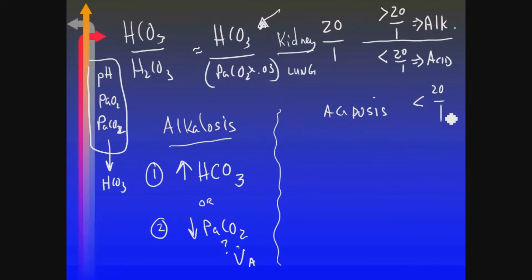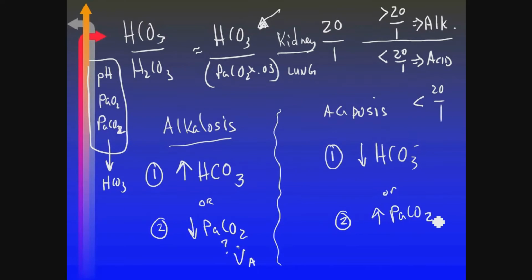Make a guess on how those can occur. Why would that ratio be lower than 20 to 1? The opposite. I lose bicarbonate ions, or I increase the amount of carbon dioxide in the bloodstream, which implies that alveolar ventilation has gone down.